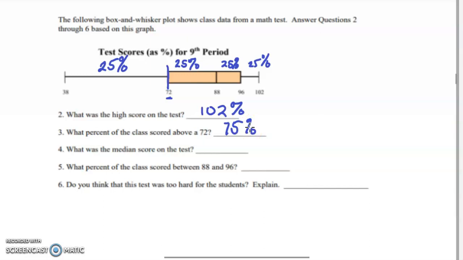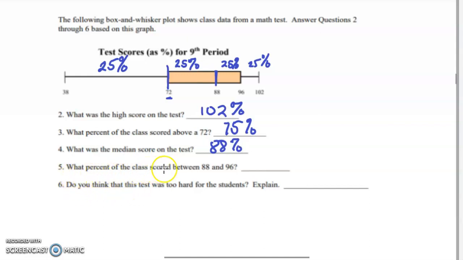All right. What's the median score on the test? Right? If we put all of the scores in order, what score is going to be in the middle of that list? Well, right here, remember that line in the middle of the box is our median. So we can say 88% is the median score on that test. Not bad.